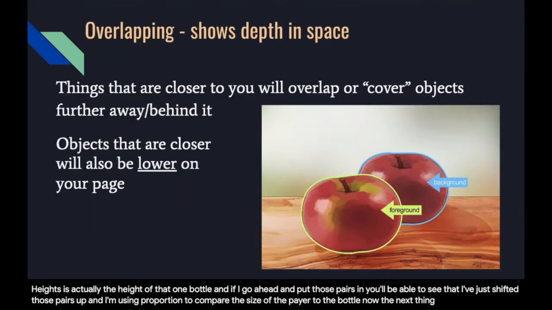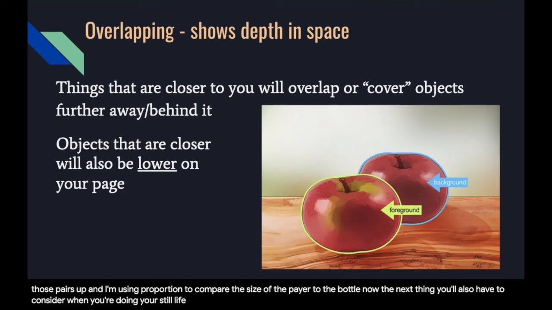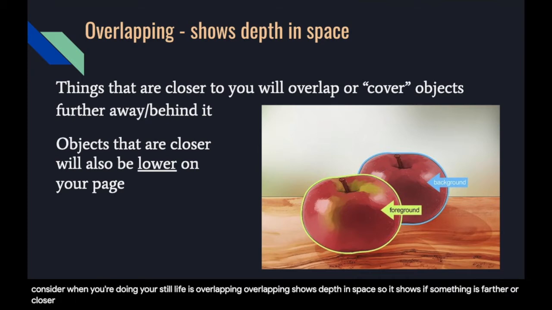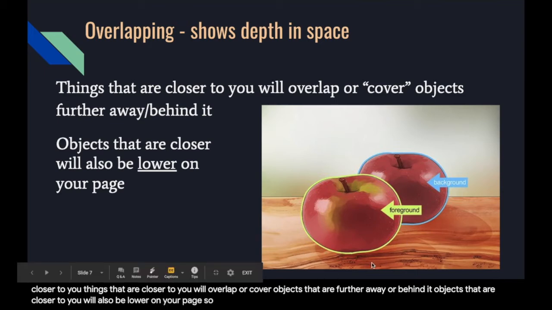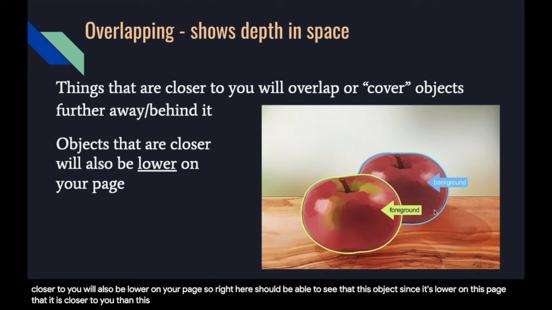Now, the next thing you'll also have to consider when you're doing your still life is overlapping. Overlapping shows depth in space. So it shows if something is farther or closer to you. Things that are closer to you will overlap or cover objects that are further away or behind it. Objects that are closer to you will also be lower on your page. So right here, you should be able to see that this object, since it's lower on this page, is closer to you than this object, which is higher on the page.